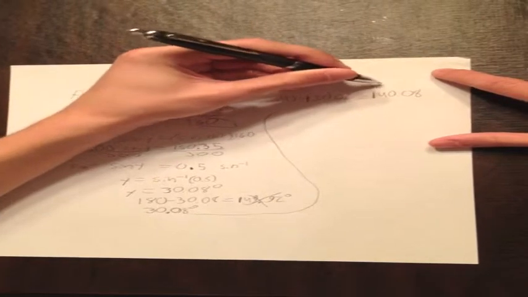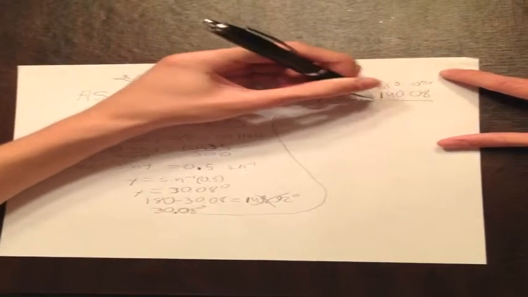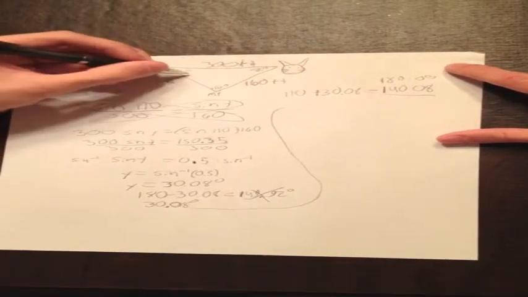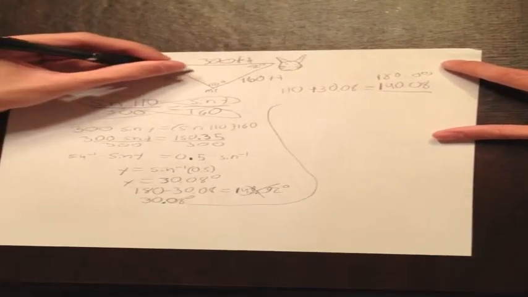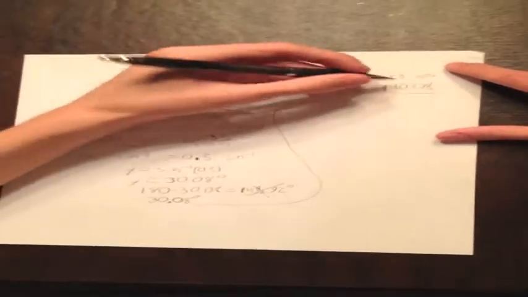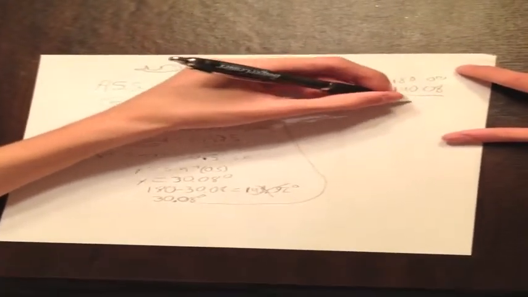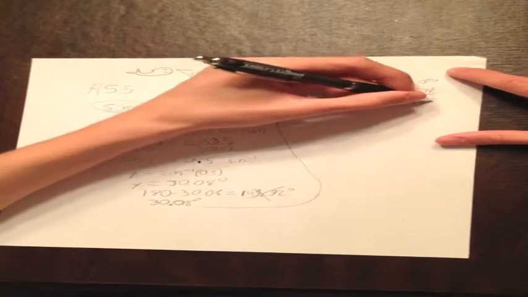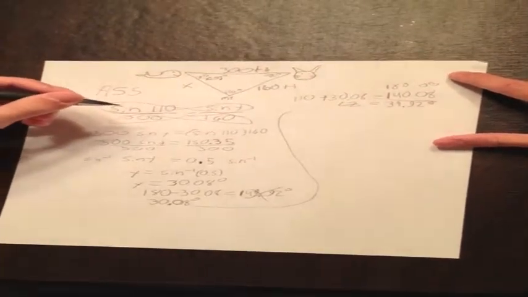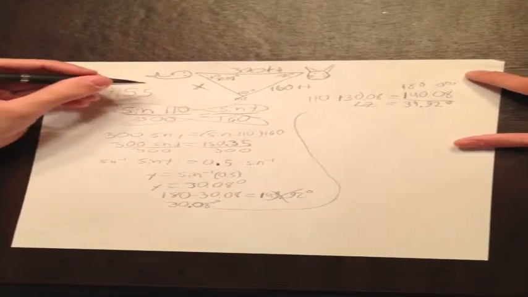Now we have to take 180 and subtract that, because there are 180 degrees in the triangle. We want to find z, because now we know that this is 30.08 degrees. And then we're going to find out that this is about 39.92 degrees, the angle of z. Now we want to find x, correct?